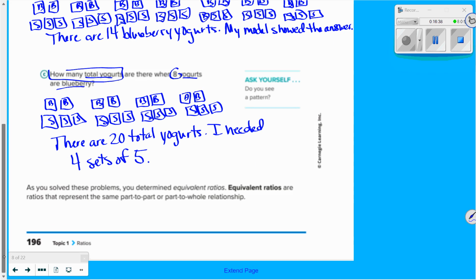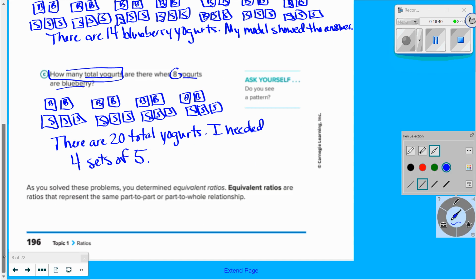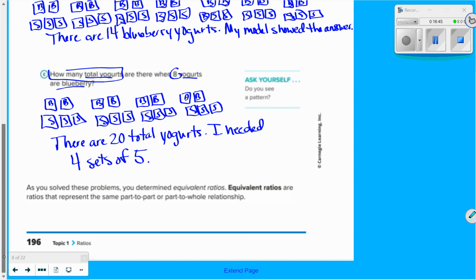So you need your marking pencil. We've got a couple of definitions for you today. Our first one is equivalent ratios. Equivalent ratios are what we just did. Equivalent ratios represent the same part to part or part to whole relationship.